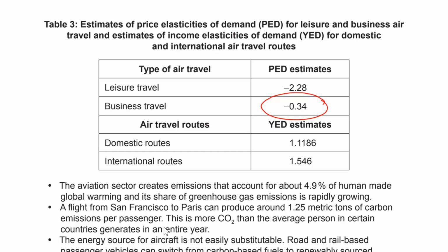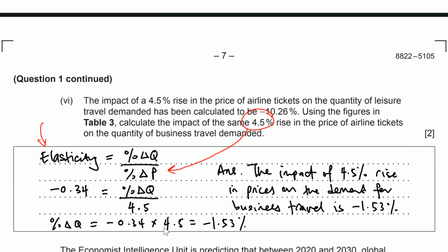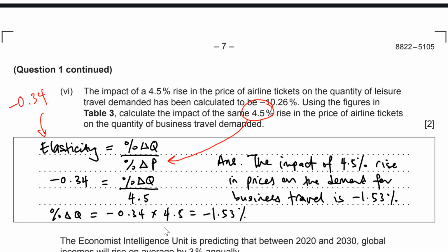So let's go back down here. That's going to be a negative 0.34. We substitute those values in, and now we end up at the next line. Minus 0.34 is equal to percentage delta Q divided by 4.5, and we post-multiply both sides by 4.5 just to get the delta Q on itself. And so now we have delta Q is equal to minus 0.34 multiplied by 4.5%, which is minus 1.53%.